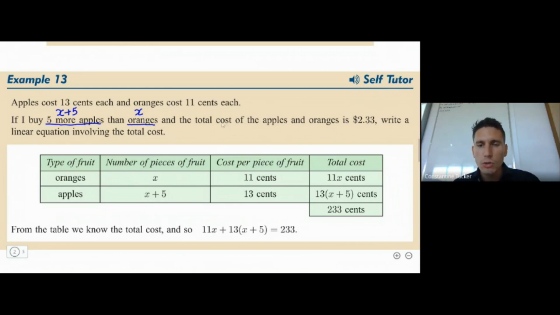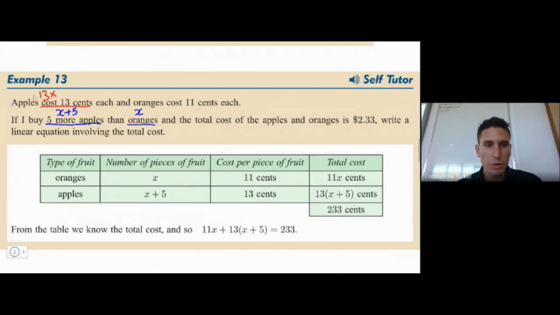Now, the total cost of the apples and oranges is this. Write an equation involving the total cost. Okay, so now this is just slightly more complicated, because we need to go back to the previous sentence we haven't used yet. So apples cost 13 cents each. Oranges cost 11 cents each. So how much did we spend here? Well, 13 cents each is the apples. So effectively, we have to do 13 cents times how many apples we have.